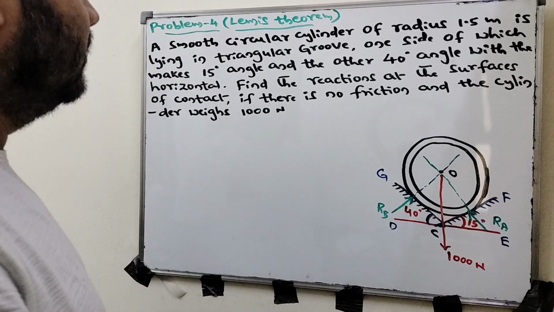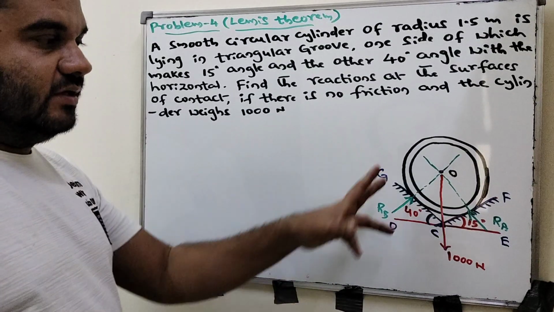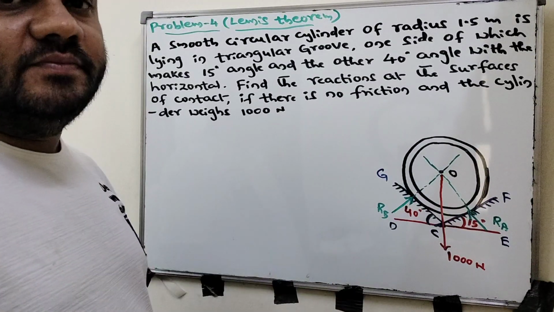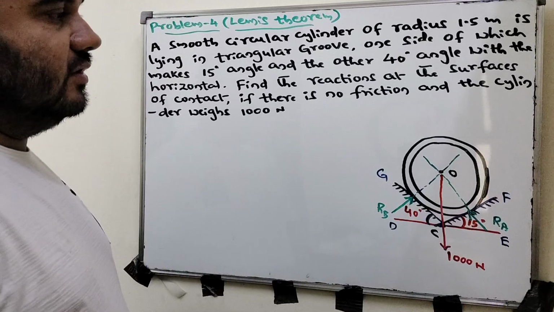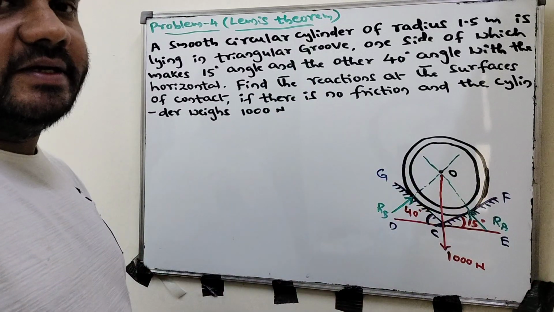In this video, we will solve the next problem related to Lami's theorem. It is normally applicable for cylinders. First we will read the problem, and here you can see the picture. Some cylinder is there.